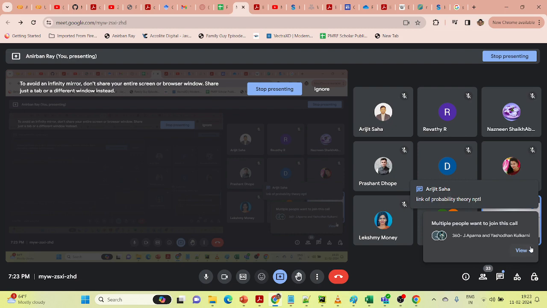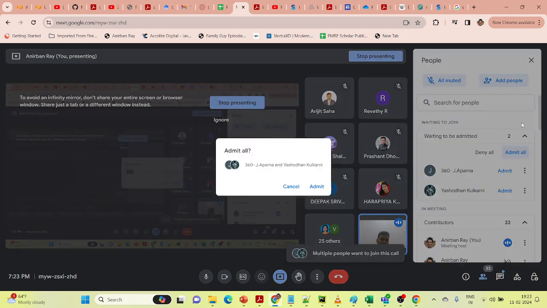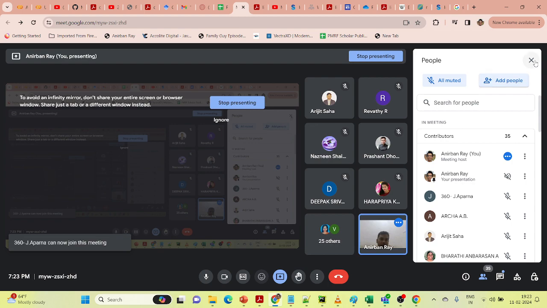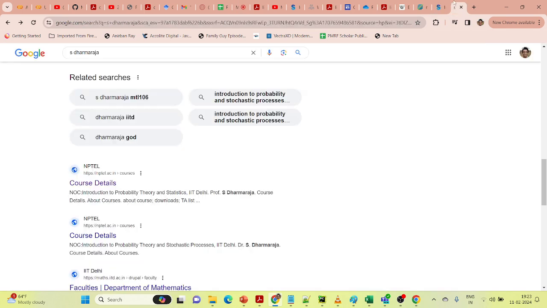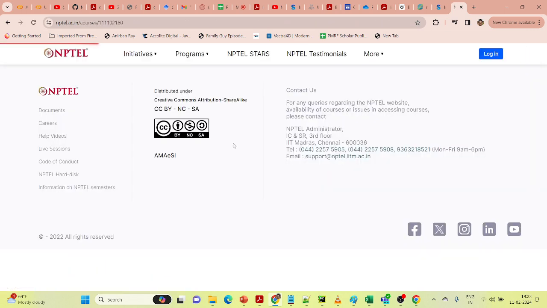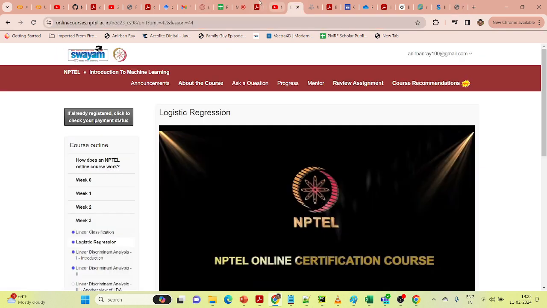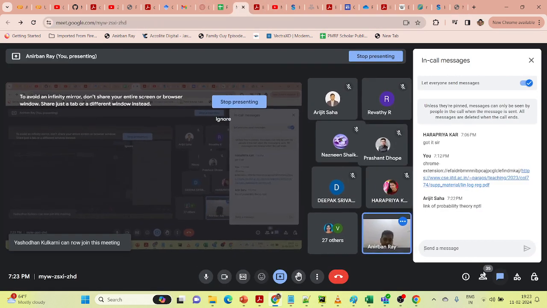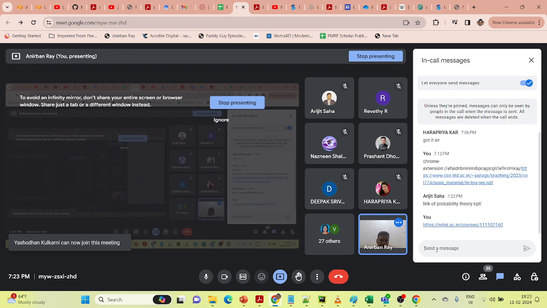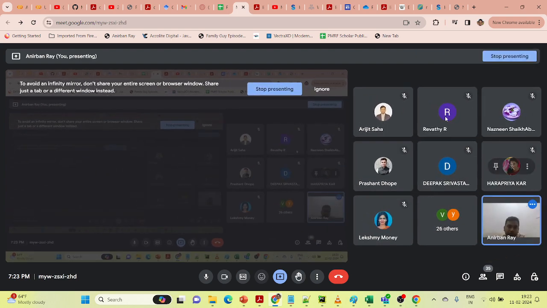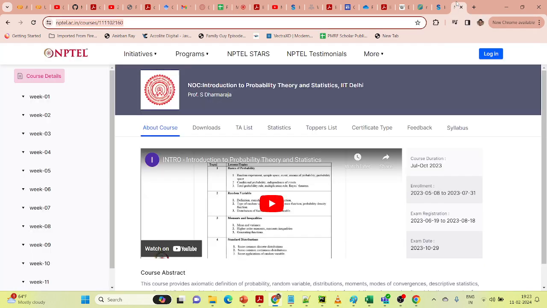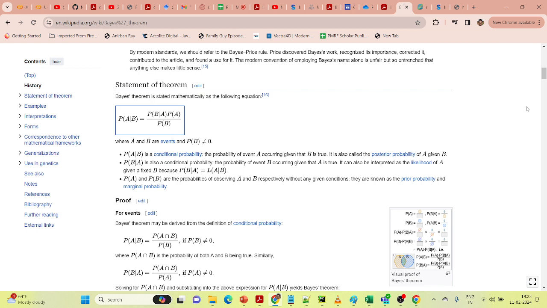Doubts? Let's see, the link of probability theory in NPTEL. Let me share. This is the one, no? Do every lecture of that and solve the problems as well. Very important. But for upper knowledge, this is the Wikipedia page.